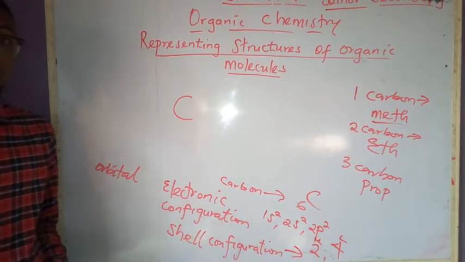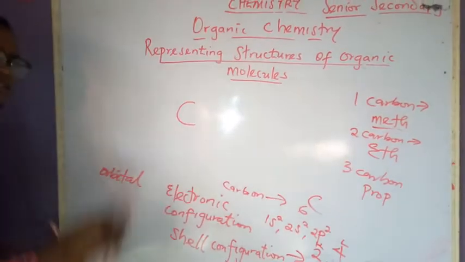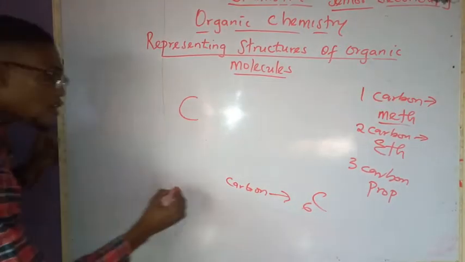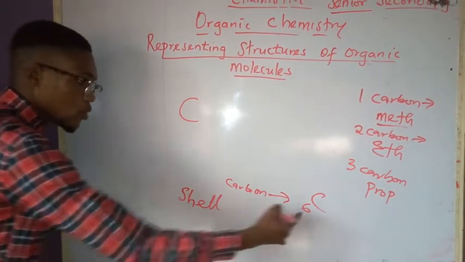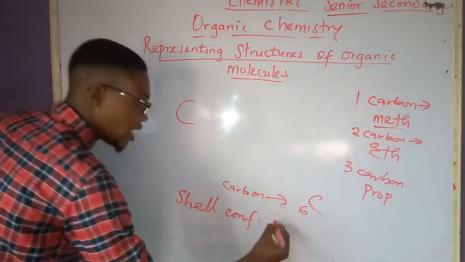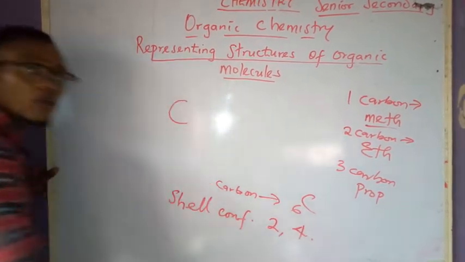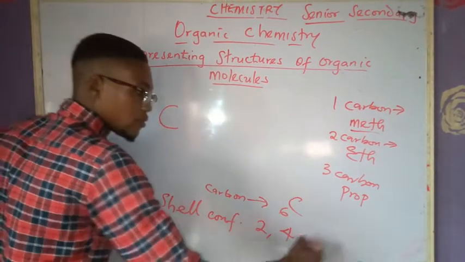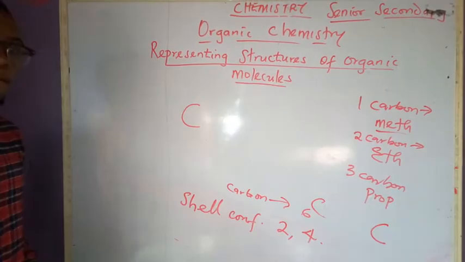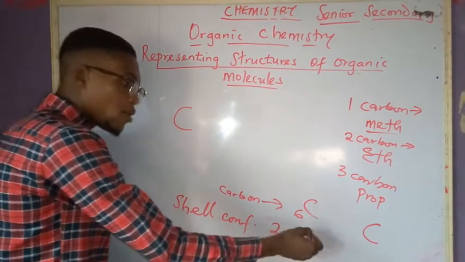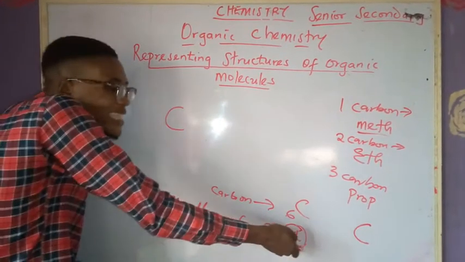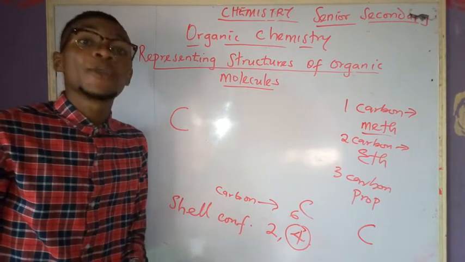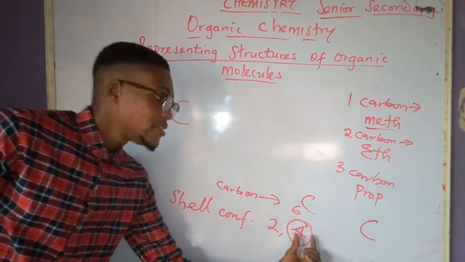Alright, so I'm taking you back to electron configuration. Having gotten that, you agree with me that the shell configuration of carbon is 2 and 4. So if I'm to draw this out, the denotation of carbon will be like this. The outermost electron of carbon is what? It is 4. It is the outermost electron of any element that takes part in chemical reaction. So I'll be dealing with this outermost electron.